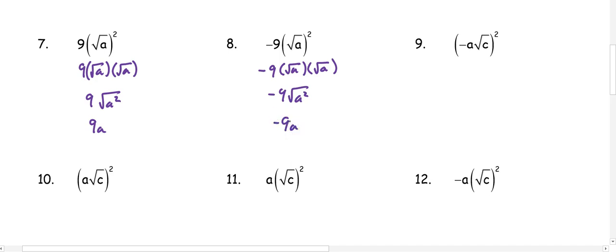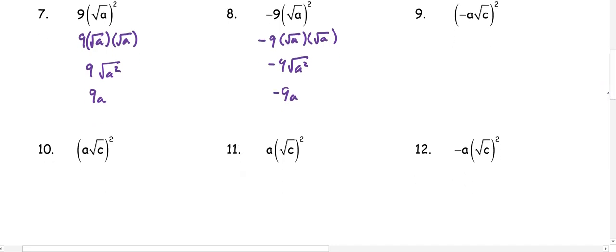The last 4 problems only have variables in them that we're going to work with. So in number 9, we have parentheses negative a root c squared. So we're going to rewrite this as negative a root c times negative a root c. So negative a times negative a is a squared. Root c times c is c squared. Remember that we have to take the square root of c squared. So we're left with a squared c.